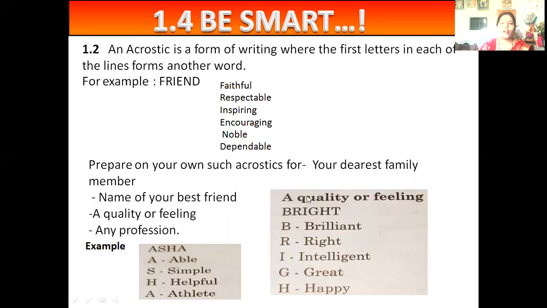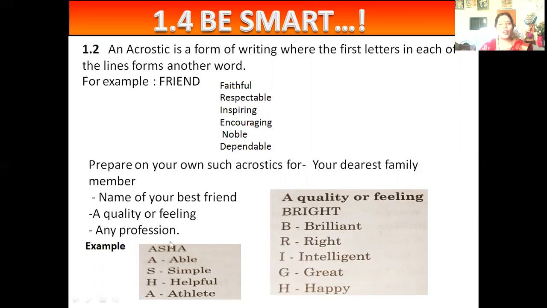Example, name of your best friend, Asha. A-S-H-A, Asha. A for able, S for simple, H for helpful, A for excellent. Next, an acrostic of bright, a quality. B for brilliant, R for right, I for intelligent, G for great, and T for happy. This is an acrostic of the word bright, a quality.